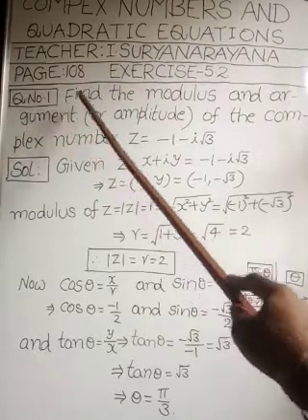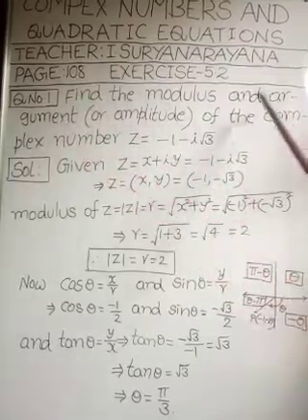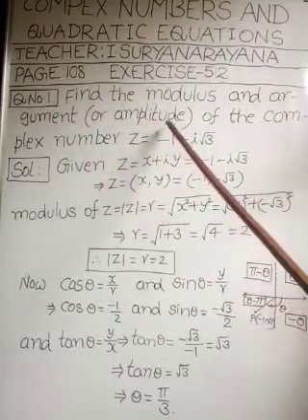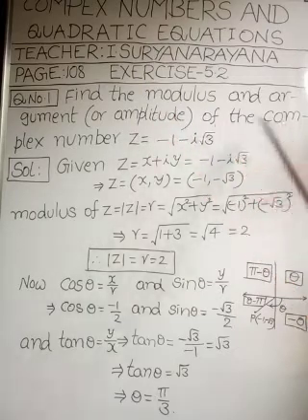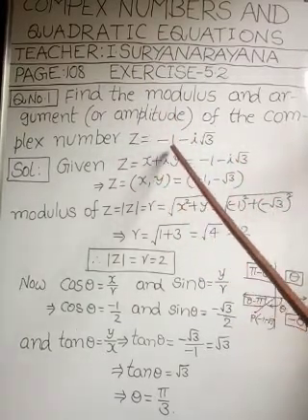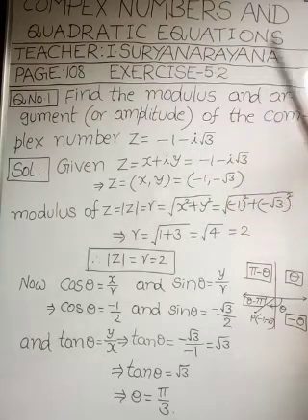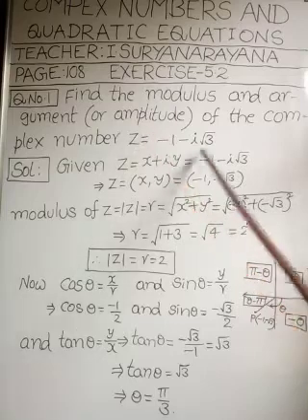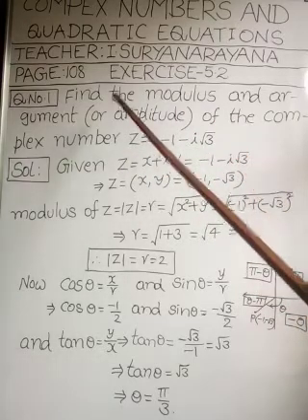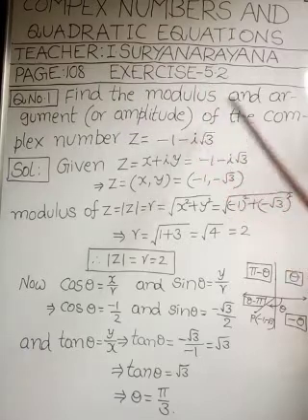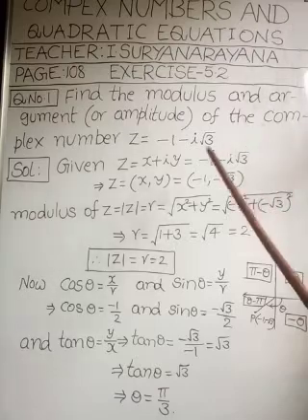First question. Find the modulus and argument. Sometimes it is also called amplitude. Okay, my dear children, remember this terminology of the complex number z is equal to -1 minus i root 3. Understood this question, my dear children? What is given? A complex number is given. And what is asked here? We have to find the modulus of this complex number and the argument of the complex number.